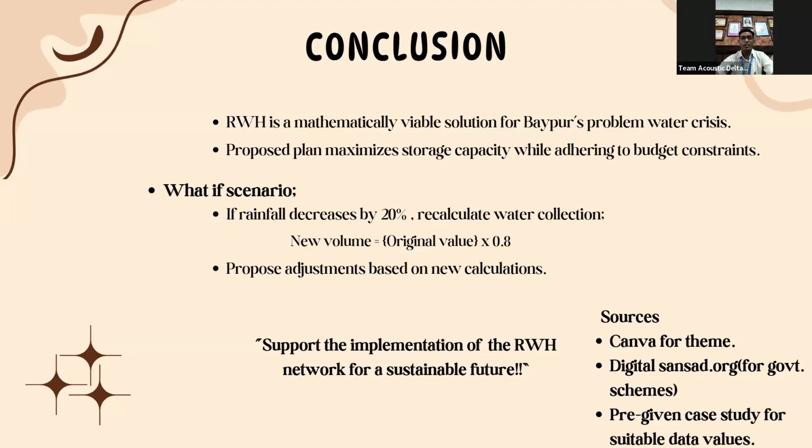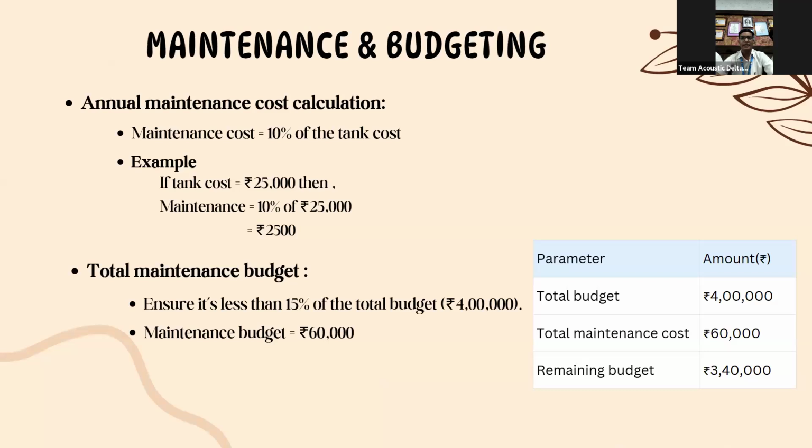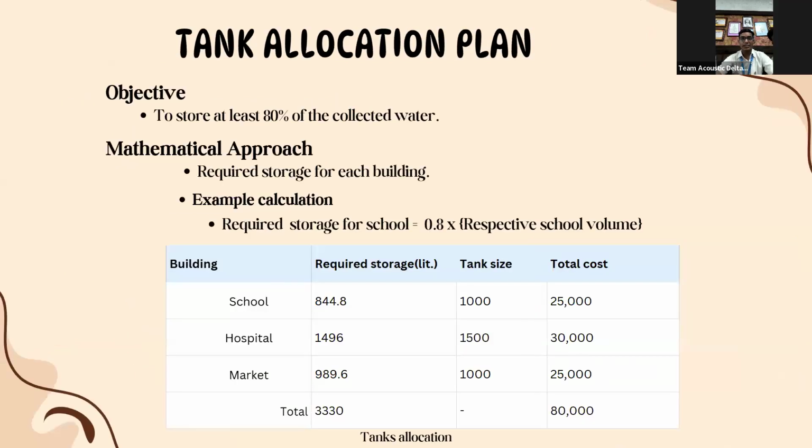For schools and for hospital, we are using tanks whose capacity is around 1,000 liters. We are not directly implementing tanks in marketplaces because it is not practically possible. So we are implementing rain barrels, which are more efficient and effective in those types of areas.